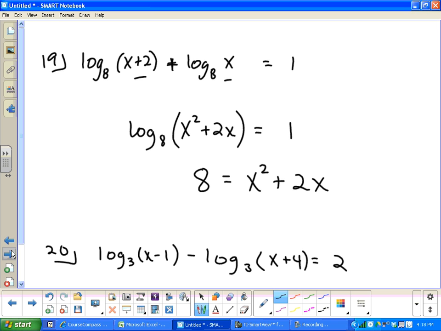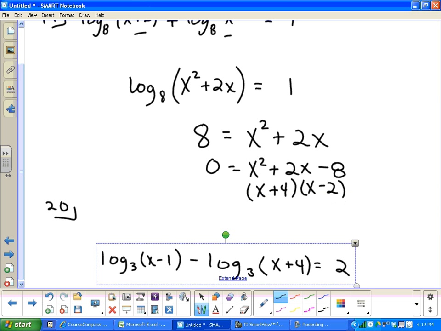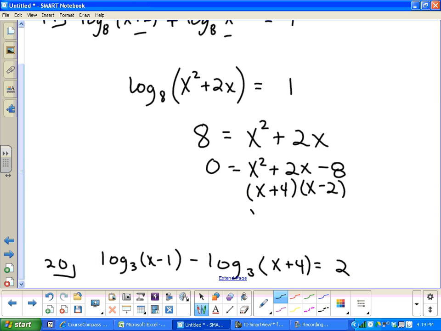Now that's giving me a quadratic, so I'm probably going to solve it by factoring. I need to set it equal to 0. And now let's look for some factors here. Factors of 8 that subtract to give me 2 would be 4 and 2. It would be x plus 4 times x minus 2. So I'll get solutions here of -4 and +2.